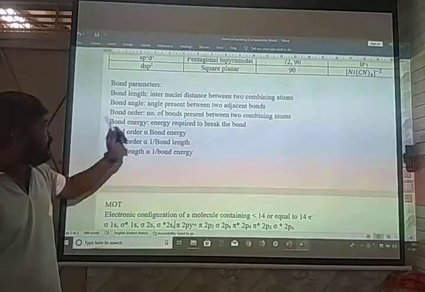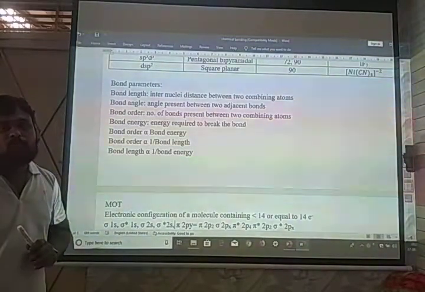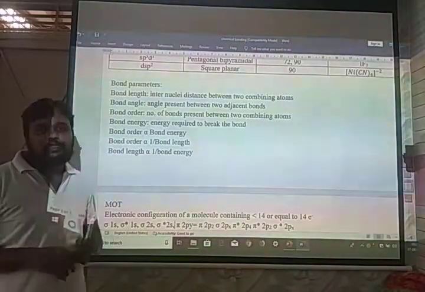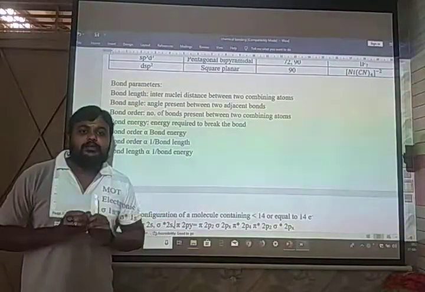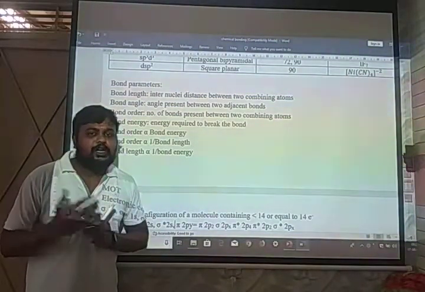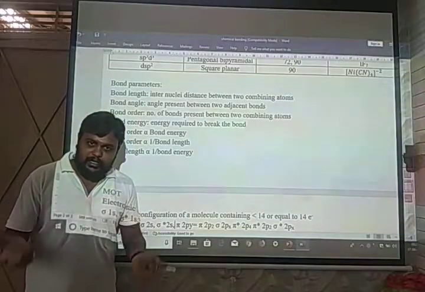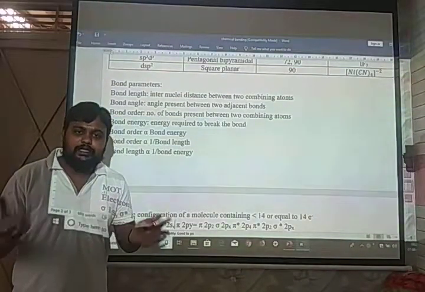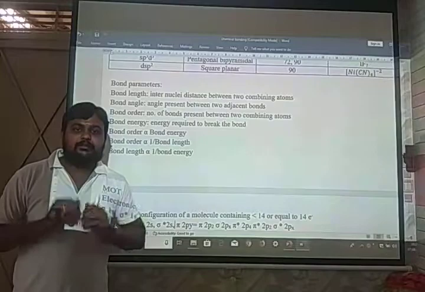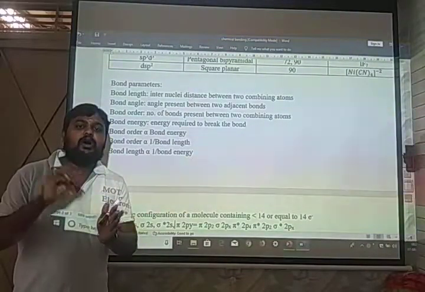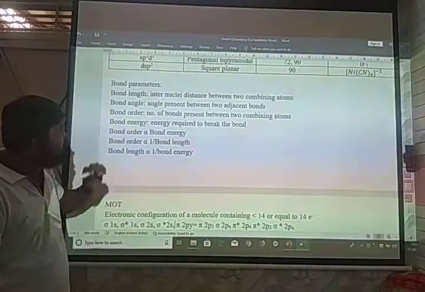So next is bond order. Bond order is nothing but number of bonds present between two combining atoms. If A and B combine together, between A and B, if single bond is there, bond order is 1. Double bond is there, bond order is 2. Triple bond is there, bond order is 3. Between these two combining atoms, the number of bonds is what we call bond order.